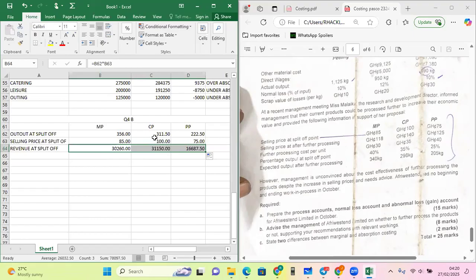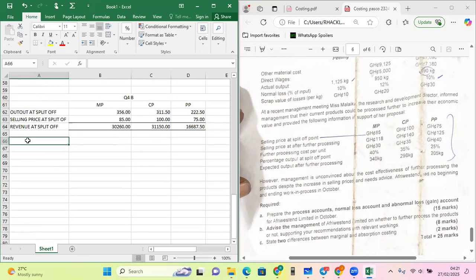So for all of them, this times this. This is what we get here. All right, so now let me just close this revenue aspect. Now, let me compute the cost of the listing, the cost of further processing, if in case they want further processing.